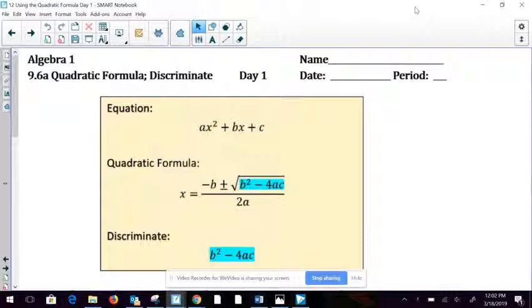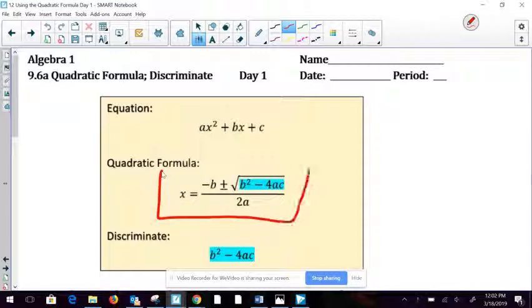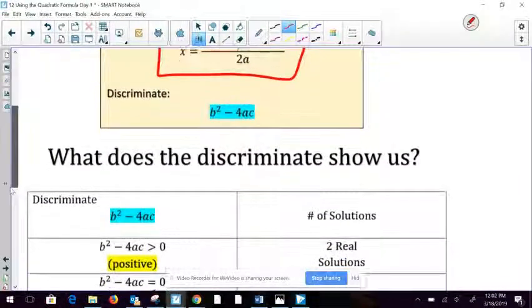With that being said, our quadratic formula is x is equal to the opposite of b plus or minus the square root of b squared minus 4ac all over 2a. You're going to notice that the part under the radical is highlighted in blue. It's because that part is what we call the discriminant. The discriminant is pretty special.